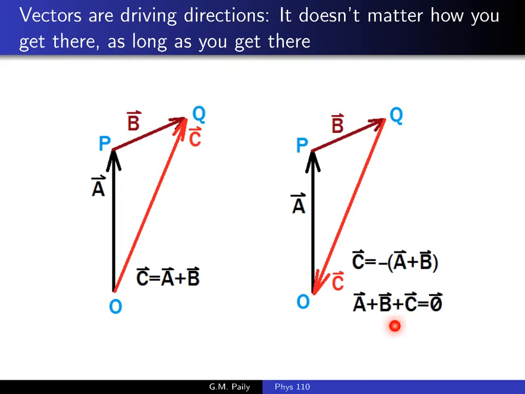Another way of writing that is that A plus B plus C, for this case, is 0. This is the 0 vector. Let's see how this statement makes sense. A plus B plus C, the net effect of these driving directions is to start at O, go to P, go to Q, come back to O. So the net effect is start at O, end at O. And so we have not gone anywhere. In other words, our final displacement is given by the 0 vector. So A plus B plus C is just 0.